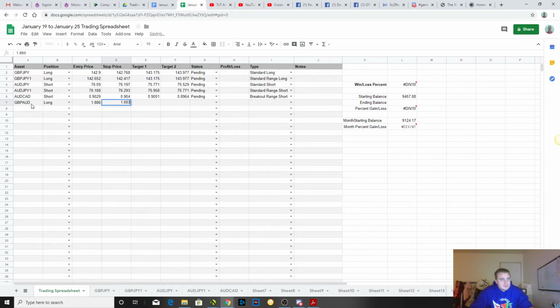6, 1.835, 1.8912, 1.899, 2, pending. This is going to be the breakout range long for the number 3.